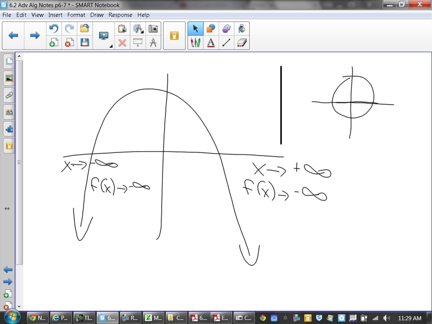A vertical line test. The line hits it on 2 points. Correct. Vertical line test tells you if it touches it in more than one spot, it's not a function. So a sideways parabola is not a function. A sideways parabola is not a function, correct? But a regular parabola is. Correctamundo.